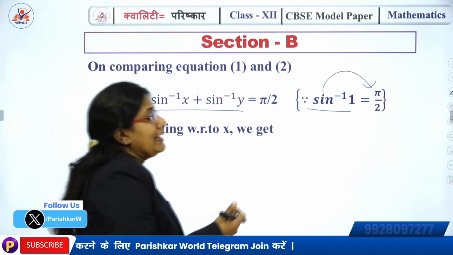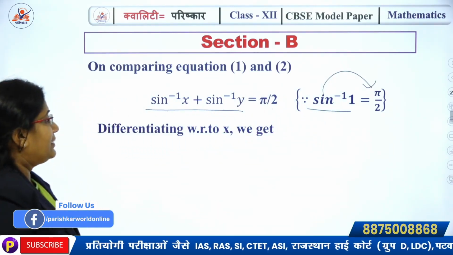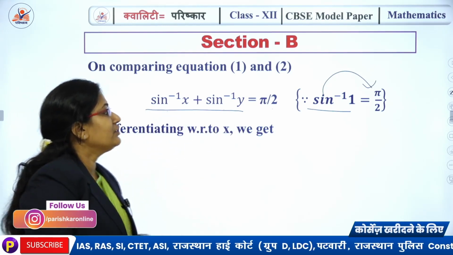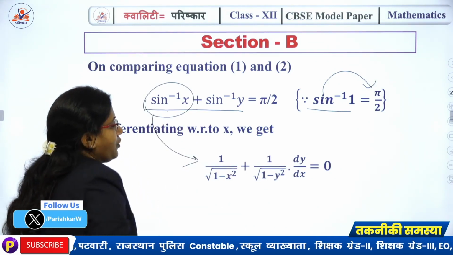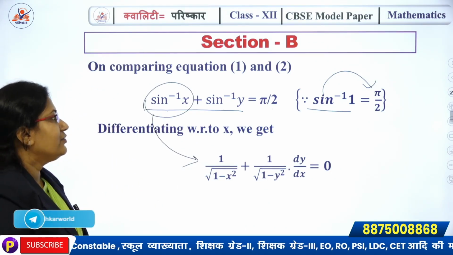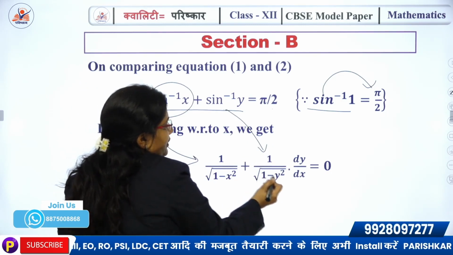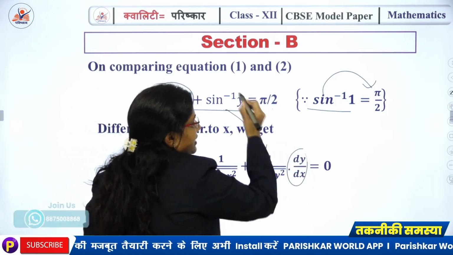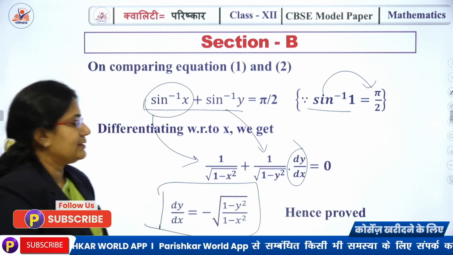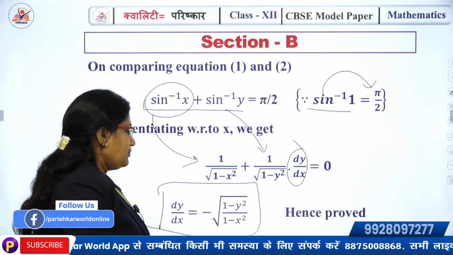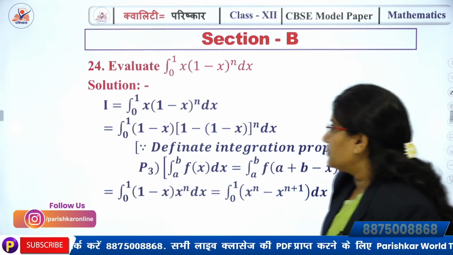We have to calculate dy by dx. So, for the value of dy by dx, we should differentiate this equation with respect to x. Differentiation of sine inverse x is 1 upon under the root 1 minus x square, and the differentiation of sine inverse y with respect to x is 1 upon under the root 1 minus y square times dy by dx, equal to 0. Here we got dy by dx is equal to under the root 1 minus y square upon 1 minus x square with a negative sign, which is the required solution, hence proved. Let's come to the next question.